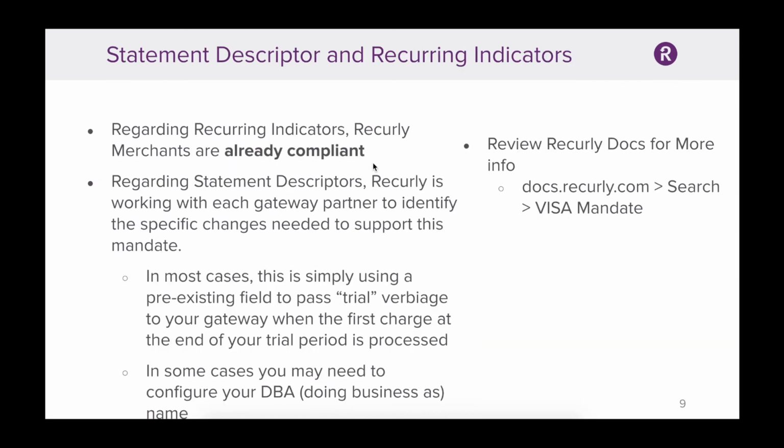The last one here is statement descriptors and recurring indicators. When it comes to recurring indicators, Recurly merchants are already compliant. Now with statement descriptors, Recurly is working with each gateway partner to identify the specific changes needed to support this mandate. So in most cases, this is simply using a pre-existing field to pass on what we call trial verbiage to your gateway when the first charge at the end of your trial period is processed. In some cases, you may need to configure your DBA, doing business as. And you can find out more information on this just by heading to our docs. So docs.recurly.com, search for Visa Mandate.